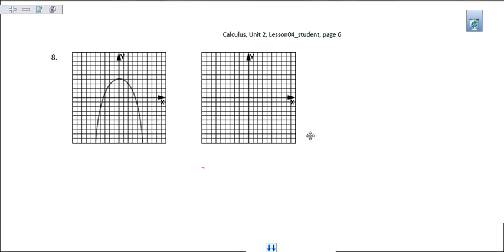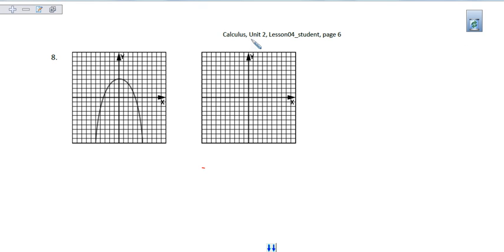Alright, let's look at number 8 and our homework from chapter 2, lesson 4. Hopefully you read the directions carefully. It says that the derivative is graphed on the left, and from there they want us to find what the possible function can be. So we're going to do our best to take a look at it.